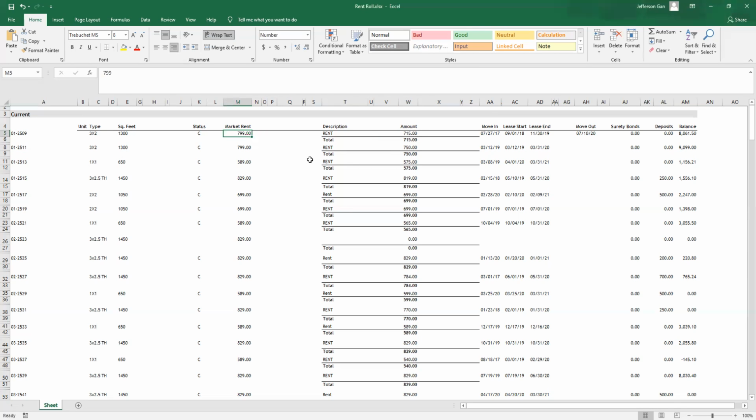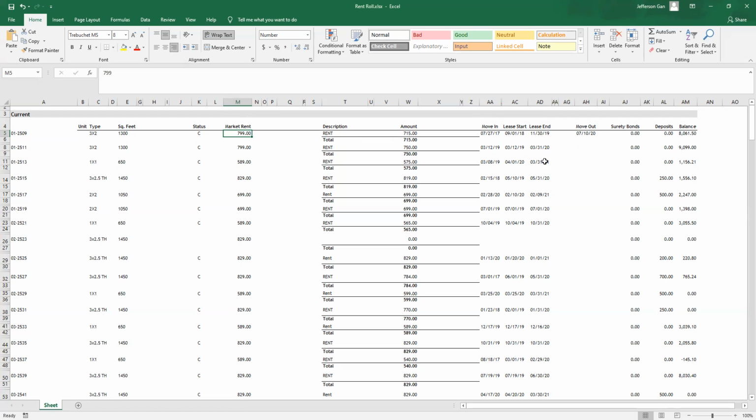Sometimes a rent roll will have this rent and then the market rent for that unit. Sometimes they don't. There will also be the move-in date, when the resident started, and the end of the lease.